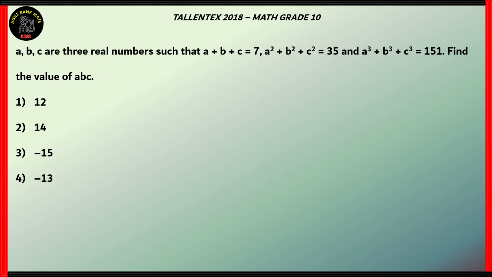Now let's look at a question on mathematics. A, B, C are 3 real numbers such that A plus B plus C is 7, A squared plus B squared plus C squared is 35, and A cubed plus B cubed plus C cubed is 151. We need to find the value of ABC. ABC is basically the product of A, B, and C, the real numbers. So, how do we solve this question?